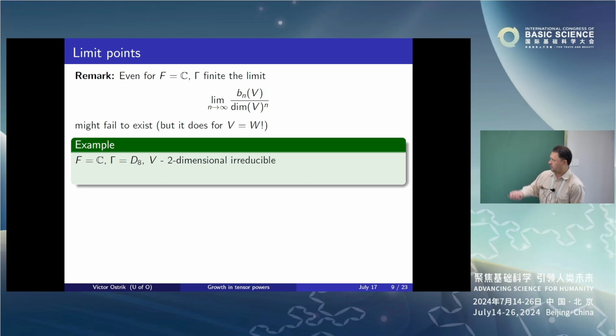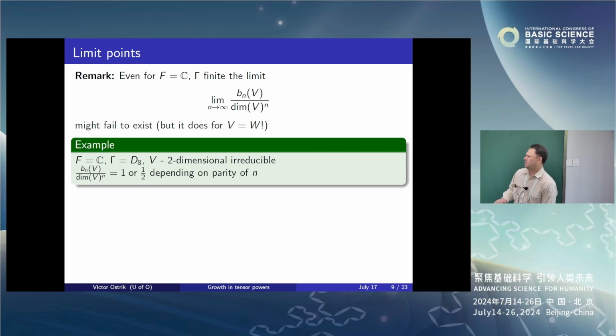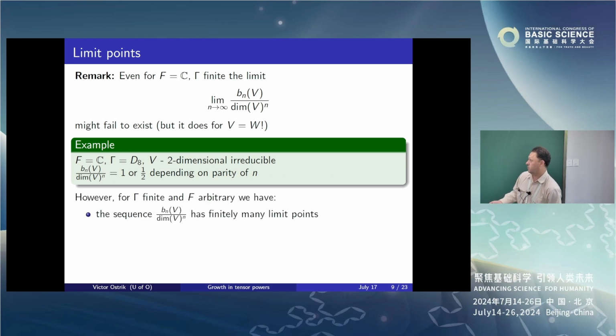So here is an example where this limit fails to exist. If you take the dihedral group of order 8 and for V take the unique irreducible two-dimensional representation, then it's really easy to see that this ratio Bn of V divided by dimension of V power n just oscillates between 1 and 1/2 depending on parity of n. So in particular, you don't have any limit here. It's too bad, but actually it's not too bad. You have two subsequences. For one, the limit is clearly 1, and for another, the limit is clearly 1/2.